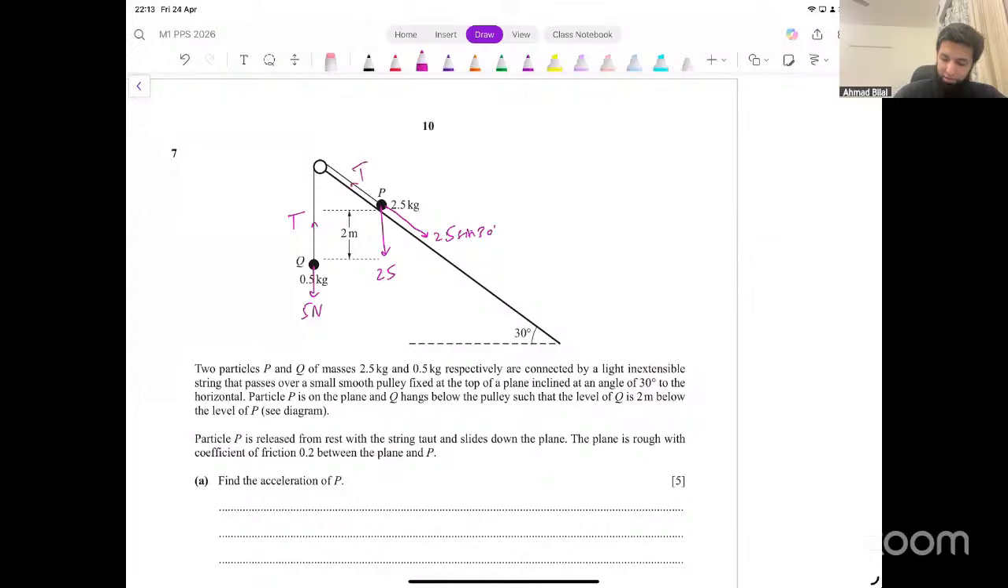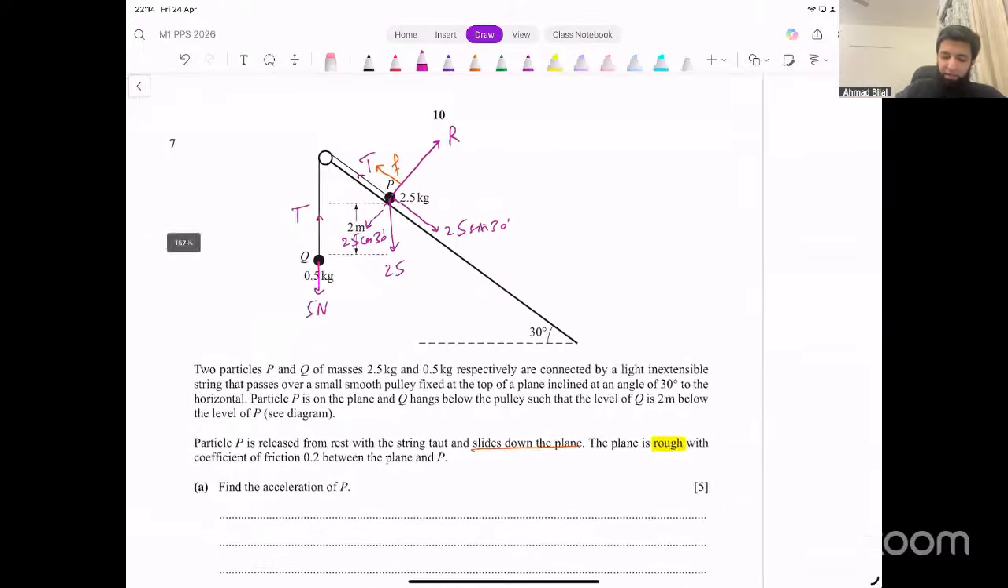Here we've got tension. It's a smooth plane, right? Is it a smooth plane? Yeah, it's smooth. Does it say anything? Plane is rough. Okay, no, plane is rough. It's a rough plane, so there's friction as well. P slides down the plane, so friction is going to act up the plane in this direction. Other weight component is going to be in this direction, 25 cos 30. There will be normal reaction in this direction. These are all the forces.